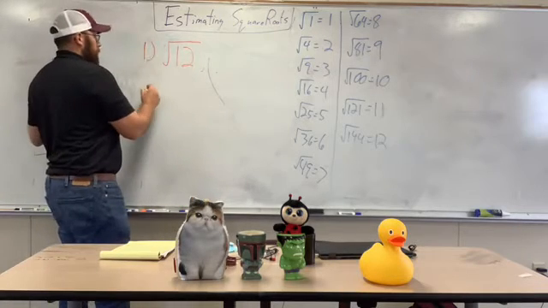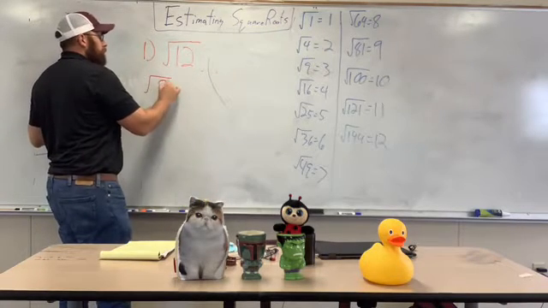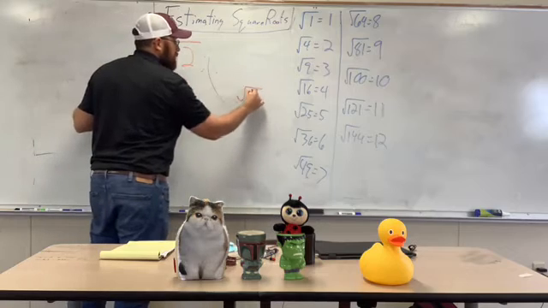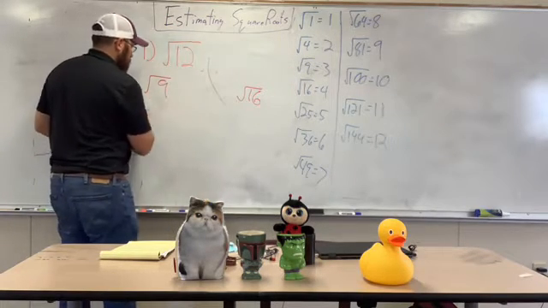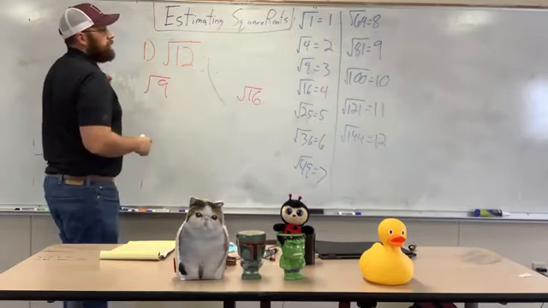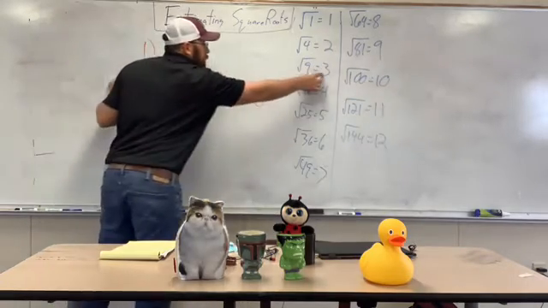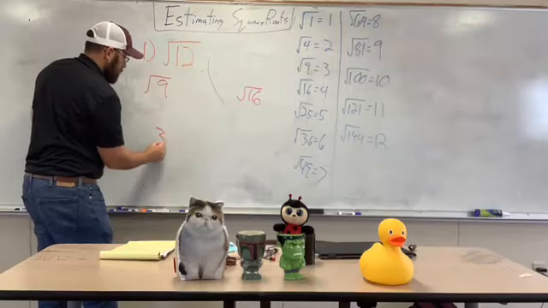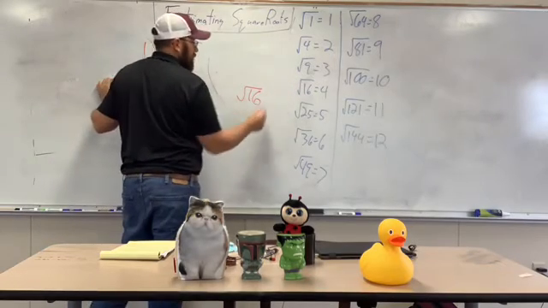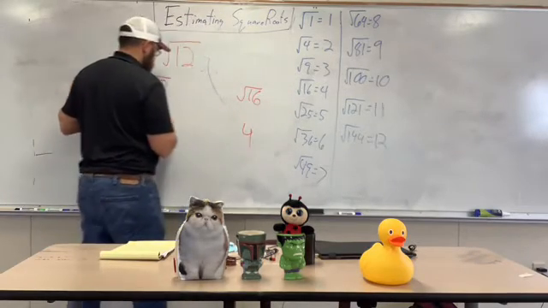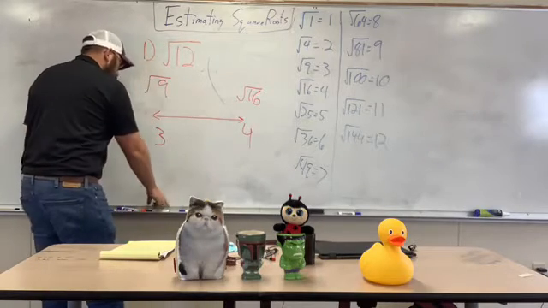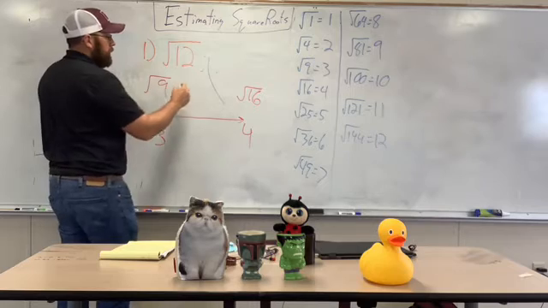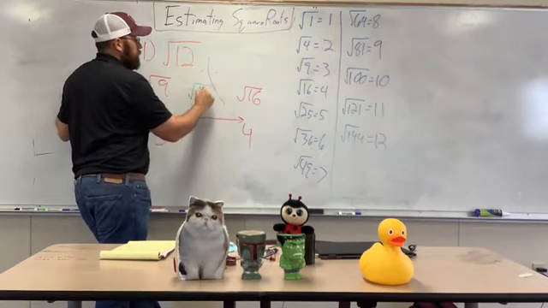So, the square root of 9, the square root of 16. What is the square root of 9? 3. What is the square root of 16? 4. Now, I'm going to make a nice little number line. You don't have to. It's just the way I do this. And I put the square root of 12 in between.